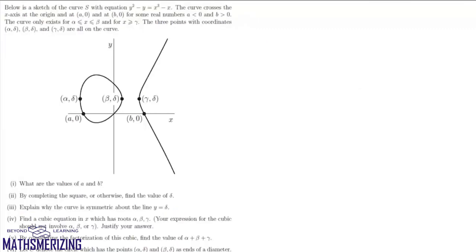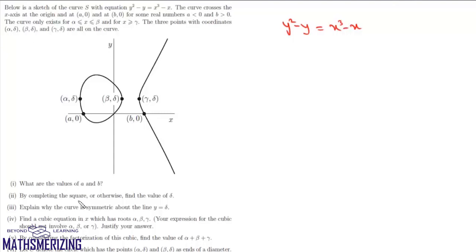Now question number 3 is, below is a sketch of curve S with equation y squared minus y equals x cubed minus x. Now this curve crosses the x-axis at the origin and at (a, 0) and (b, 0), where a is less than 0 and b is greater than 0. The curve only exists for x lying between alpha and beta and x greater than or equal to gamma. The 3 points with coordinates (alpha, delta), (beta, delta) and (gamma, delta) are all on the curve.